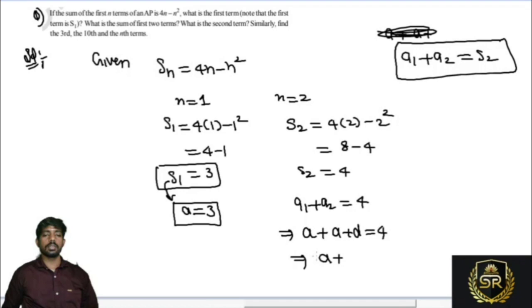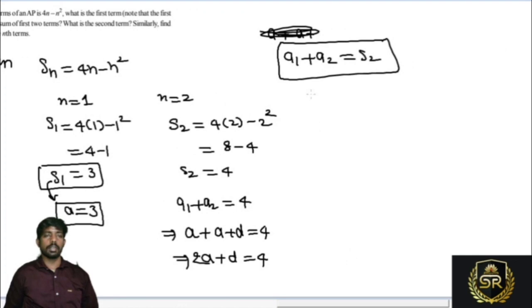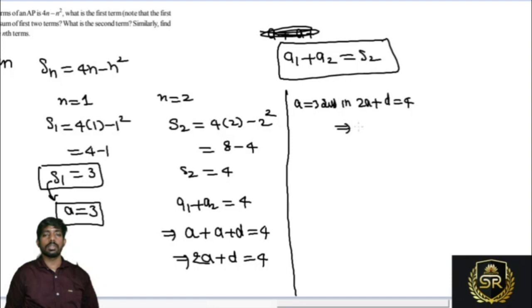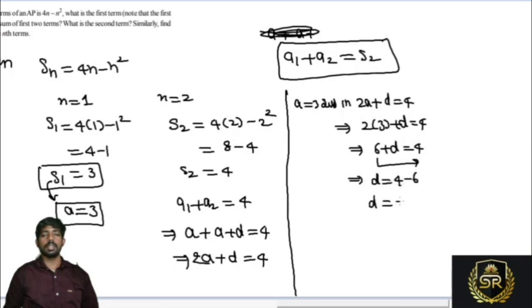Therefore 2a plus d is equal to 4. So a is equal to 3, we know from this. Substitute a is equal to 3 in 2a plus d is equal to 4. So 2 into 3 plus d is equal to 4. 2 3s are 6 plus d is equal to 4. 6 send it to the right hand side. Then d is equal to 4 minus 6. d is equal to minus 2.